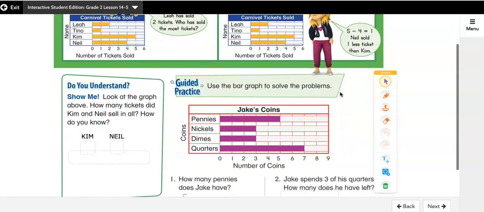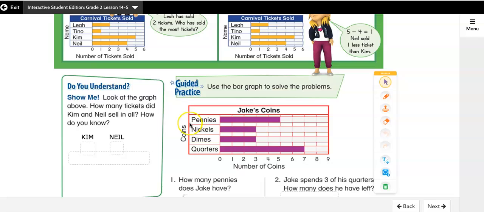We're going to complete the do you understand now. So it says, look at the graph above. How many tickets did Kim sell? Well, we have learned that Kim has sold 5 tickets. So I'm going to just write Kim and 5 over here so I remember that. Then it wants to know how many tickets did Neil sell. Neil sold 4 tickets.